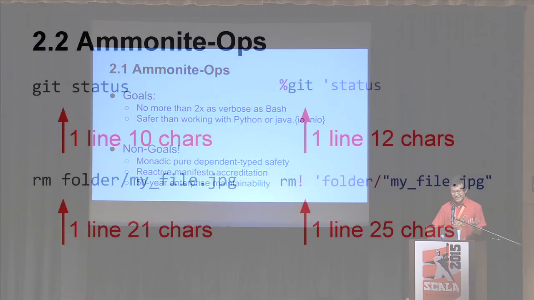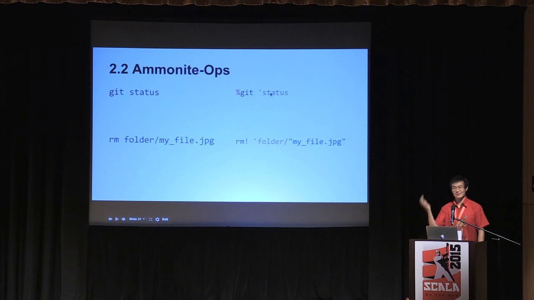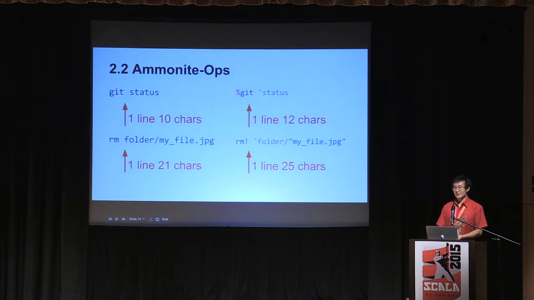And it's not aiming for 50-year enterprise maintainability. So Ammonite-Ops lets you write code like this. Instead of git status, I use percent as a way of shelling out, so percent git, and I have to quote the status because it's literal. Here I use a symbol to save one character. Instead of rm folder/myfile.jpg, I write rm bang folder myfile.jpg with some quotes. Slightly more verbose, but overall not overwhelmingly so.